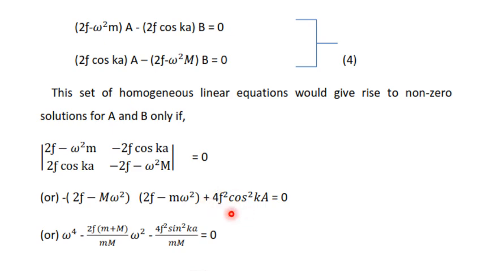Therefore, when you are taking out 4f square, minus 4f square is equal to 1 minus cos square ka, which is nothing but sin square ka, and divide throughout by m. You just solve it in the paper and you will understand this equation will come. Omega power 4 minus 2f times (m plus capital M) divided by m capital M omega square plus 4f square sin square ka by small m capital M equal to 0. When you multiply and solve it, you will get this relation. Okay, right.